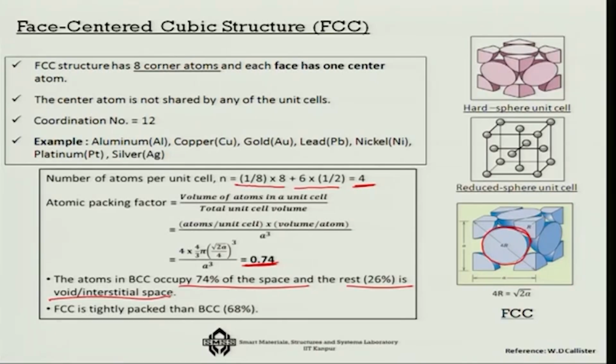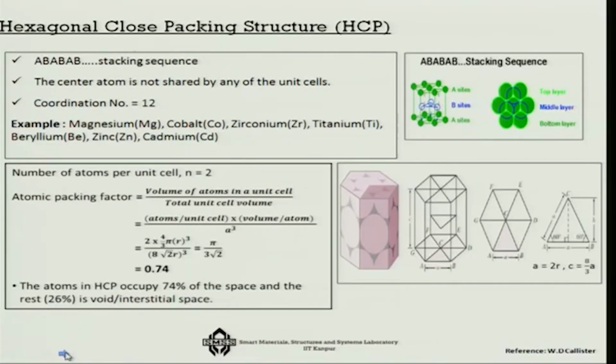Materials like aluminum, copper, gold, lead, nickel, platinum, silver, all of them show the FCC structure. In fact, some materials can actually change their crystal structure with respect to temperature. So, there is a phase transition and the crystal structure change can occur in materials. The best example is iron itself. We will see that.